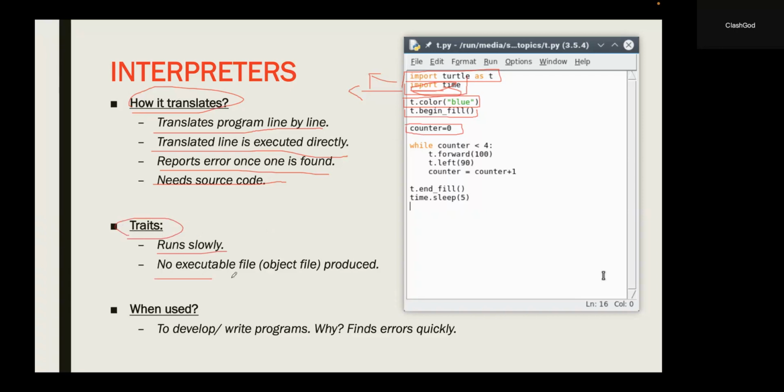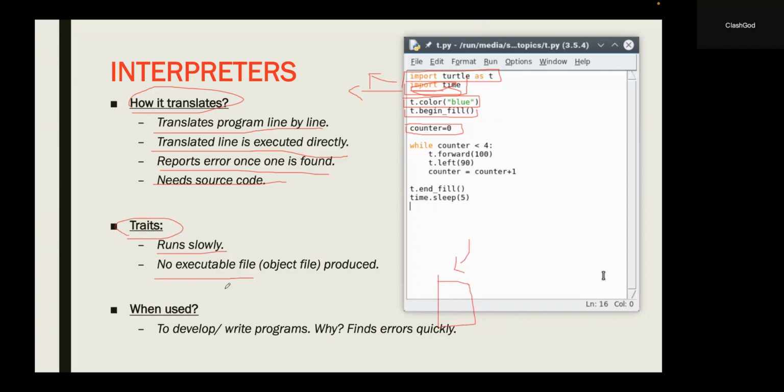And no executable file is produced. An executable file is basically, after I translate this entire piece of code, sometimes I will create a file, and this file contains the entire translated code, the zeros and ones of this code. And if I just click the file, it will execute and run. No need for translation anymore. No executable file is produced for interpreters. It just translates, then executes, translates, then executes. So it is incredibly slow, and no executable file is produced.